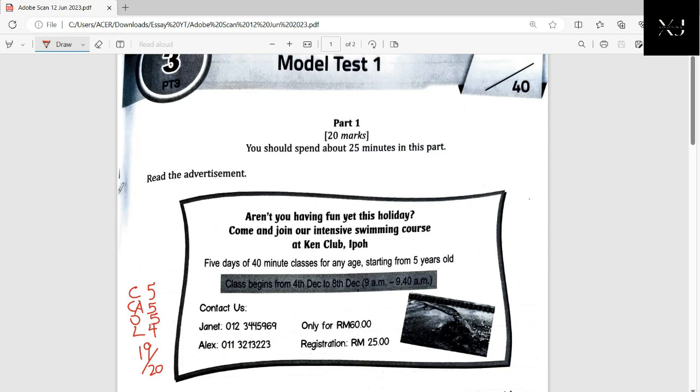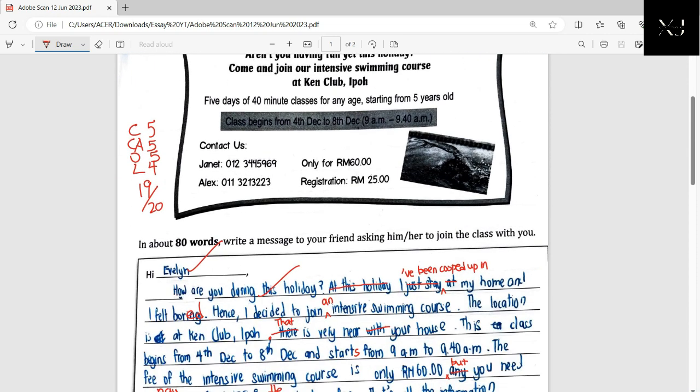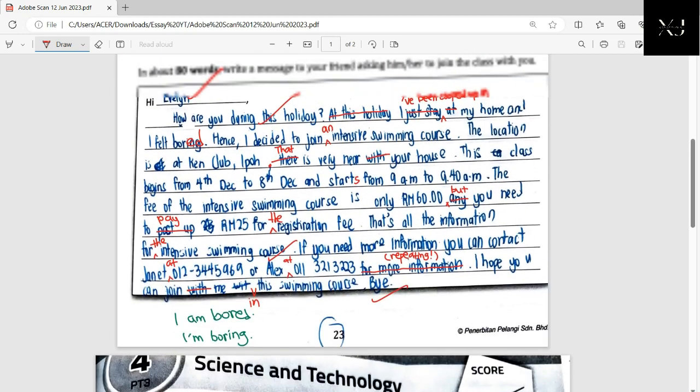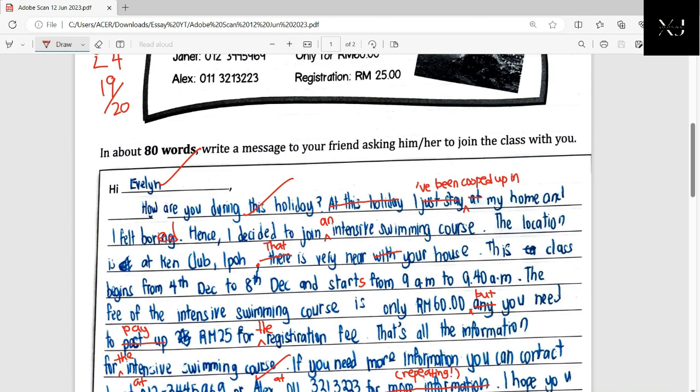Okay, so you can see that this is an essay written by one of my current students, and she did really, really well, scoring 19 out of 20. You can see that I actually deducted marks from her language. All right, let's take a look at what she has for us. So the instructions: in about 80 words, write a message to your friend asking him or her to join the class with you. Hi Evelyn, how are you doing this holiday?